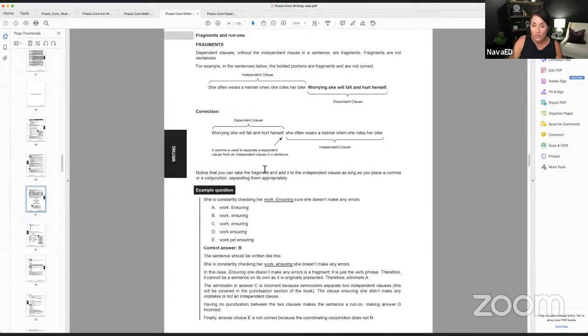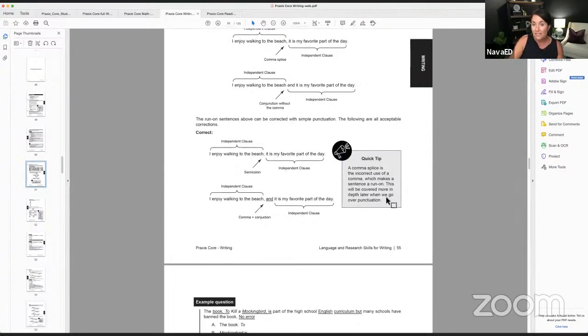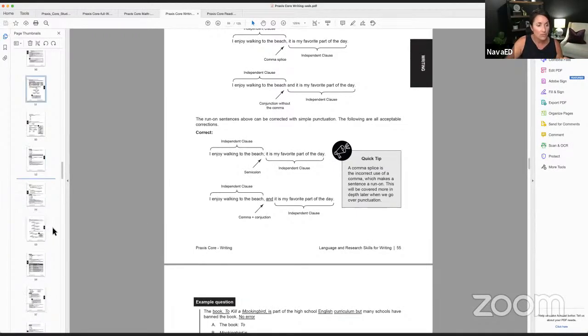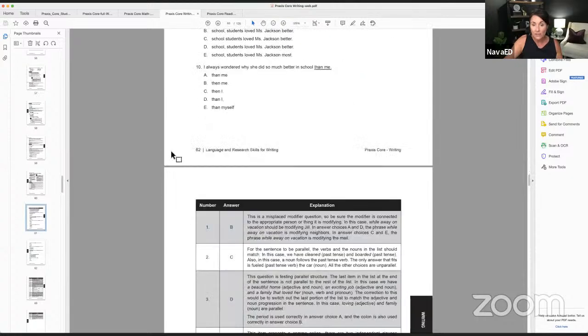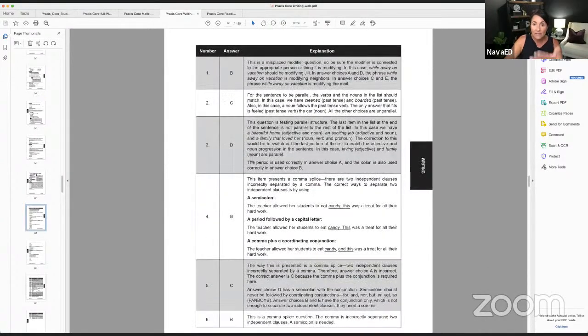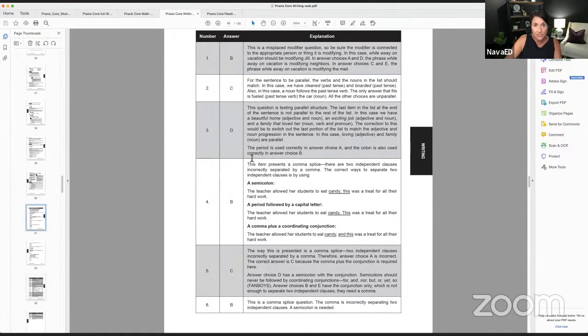We also have these quick tips here. This is going to help you. These quick tips and test tips tell you the way it's assessed, the traps, things you want to look for. So please be sure to read through this whole book. Go to the structural relationships, and boom, you've got 10 questions here. And that goes on and on throughout the entire thing. Again, you've got very comprehensive and detailed answer explanations here. You're going to want to make sure you look through those.